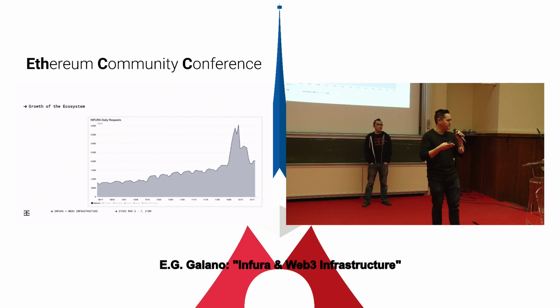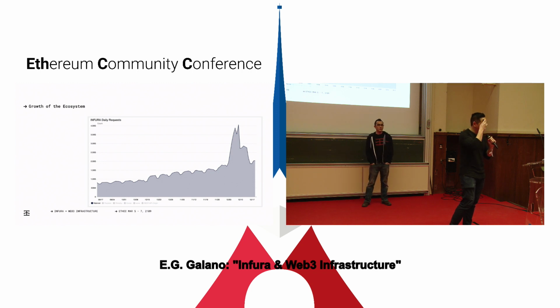So this is a graph of Infura's daily traffic back when we were only at like 1 to 4 billion requests per day. Towards the end of 2017, this was the CryptoKitties spike.